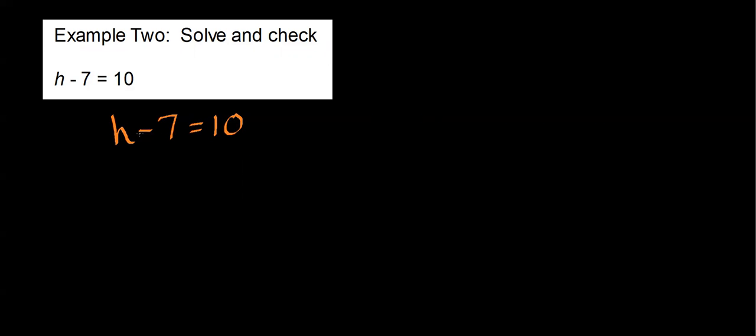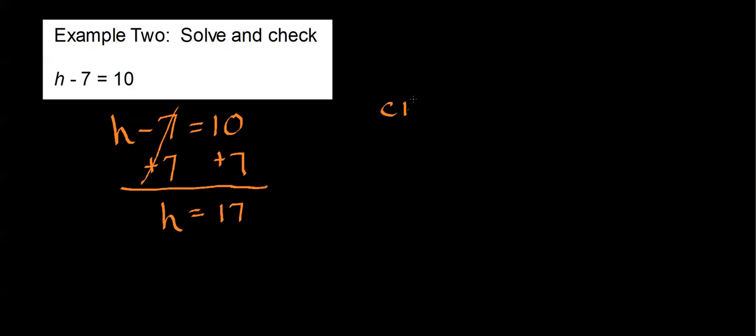Well, this time I'm taking away 7. So my opposite or inverse operation of taking away 7 is adding 7. And if I add 7 over here on the left-hand side, I need to make sure that I add 7 on the right-hand side. This negative 7 and this positive 7 are going to cancel out. All I'm going to have is h over here on the left, and 10 plus 7 is 17.